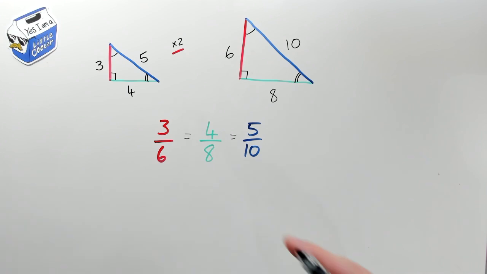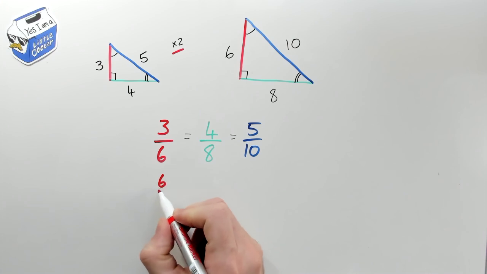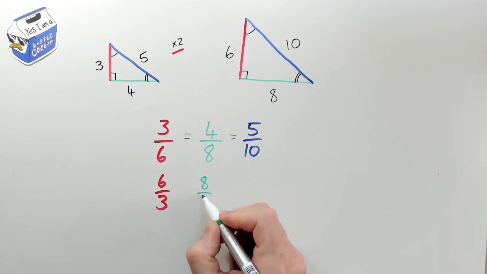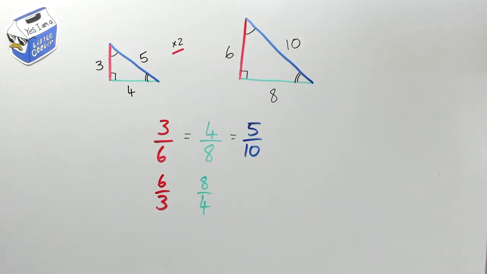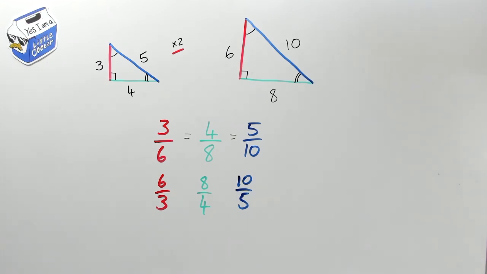I could also do the opposite, right? The inverse would also be true. If I take the longer length over the shorter length, that would be 6 over 3. Or if I took the longer length here, it would be 8 over 4, and the other one would be 10 over 5. All of these are equal.